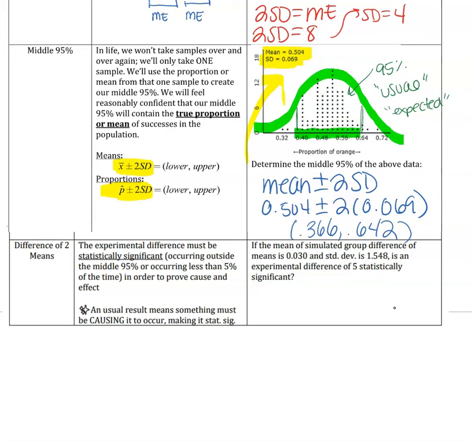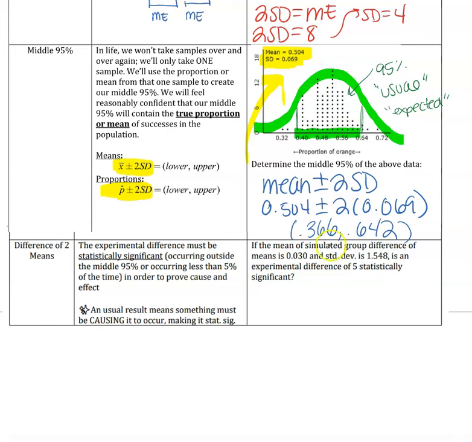All right, so difference of two means all has to do with running an experiment and comparing your difference between your treatment group and your control group. You're going to have a difference. It's just, is your difference statistically significant? Is it a big enough difference that it occurring would happen so rarely based on random chance alone that something must be causing that to occur?